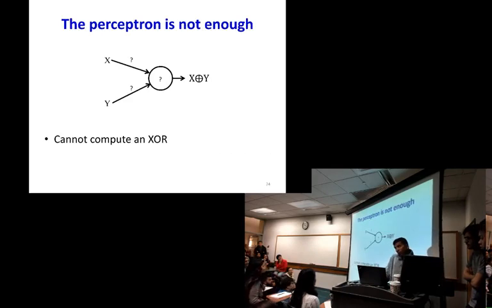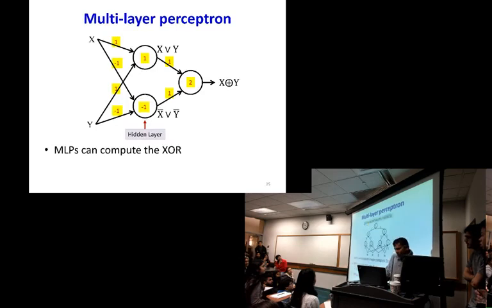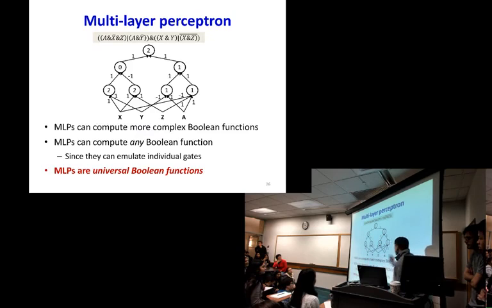for an XOR, we are going to need a multi-layer perceptron, right? We saw this in the last one. And you saw yesterday that it can compose pretty much any Boolean gate. Okay. Now here's my question. These multi-layer perceptrons are universal Boolean functions. They can compose any Boolean function at all. That's why they're universal, right?